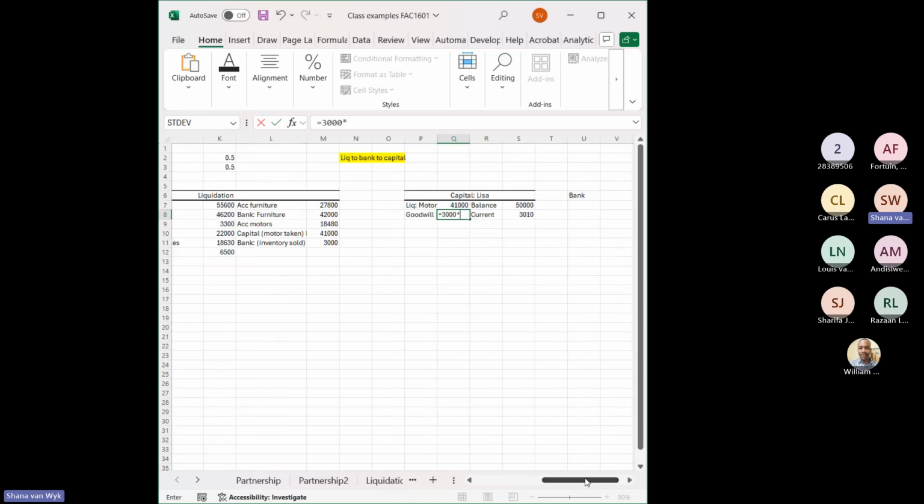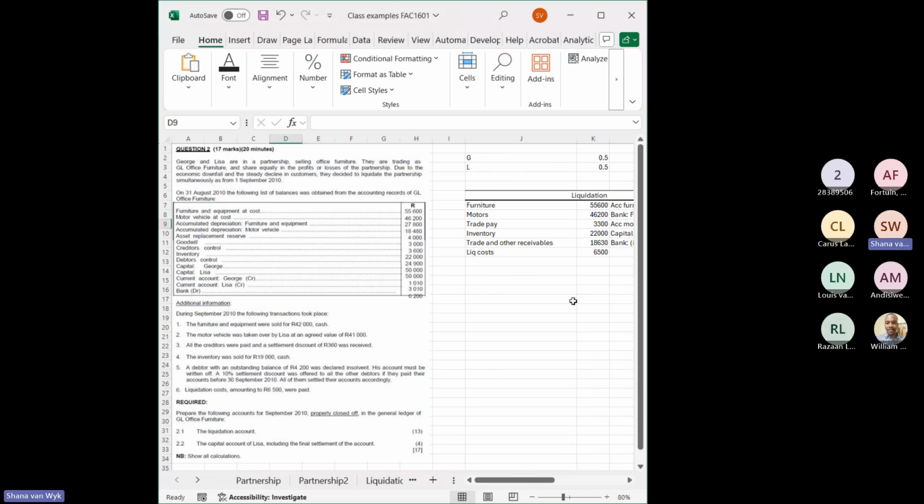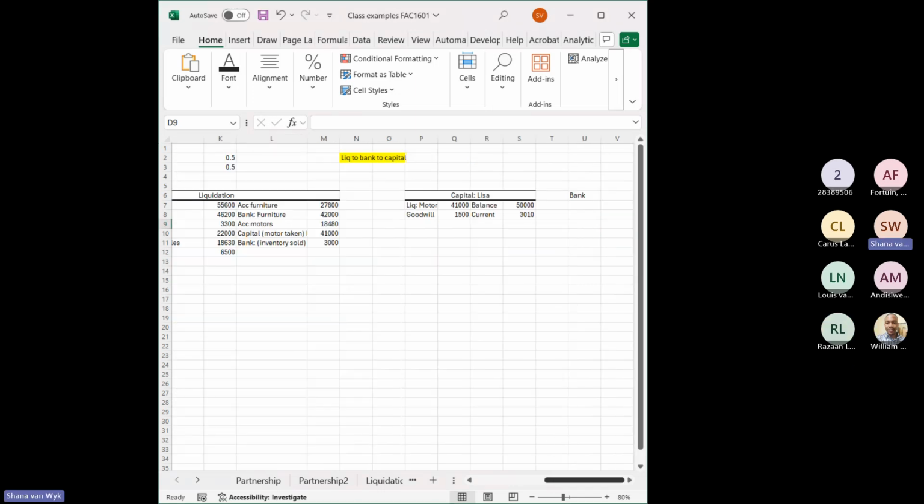So I'm just going to multiply that by the ratio. Okay, goodwill sorted, vehicle sorted, current sorted. Asset replacement reserve. We don't use that one. Don't think so. Okay, I think we're finished now. We can close off.